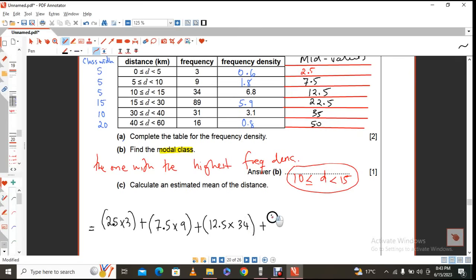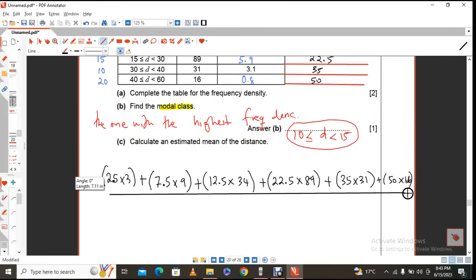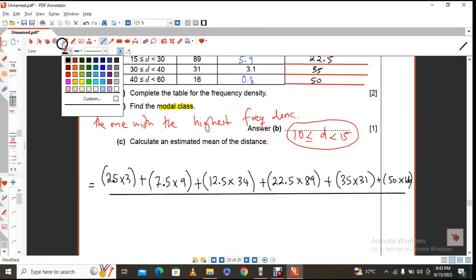The next one, 22.5 times 89. The next one, plus 35 times 31 plus, well, I'm going to continue here. And then the next one is 50 times 16. Right, all of these have to be divided by the total frequencies.